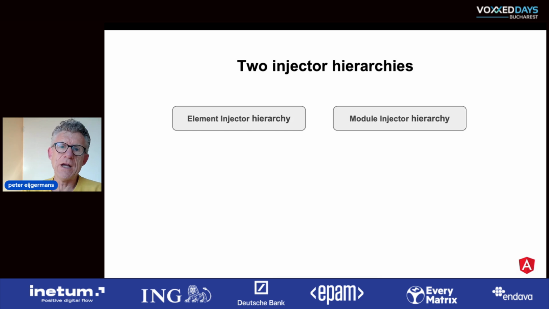In Angular, you have two injector hierarchies. And they are responsible for creating and for getting our services, for resolving our dependencies. We also say for our components and for our modules. We have a module injector hierarchy where we register our module level services. We have also element injector hierarchies where we register our services at component or directive level.